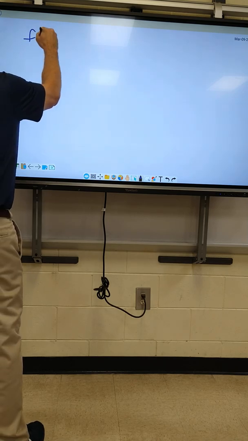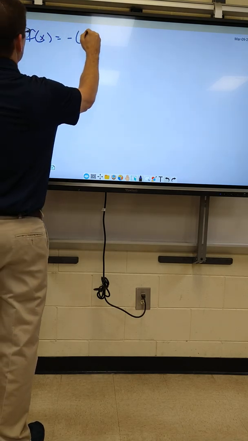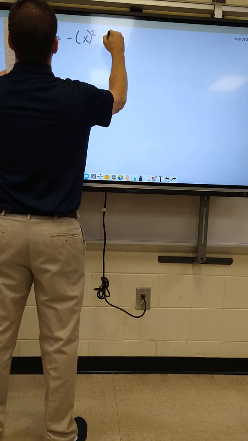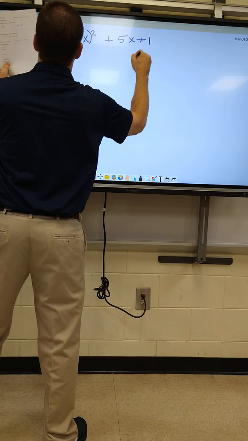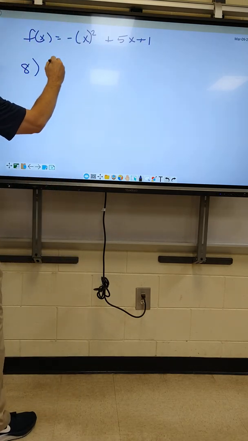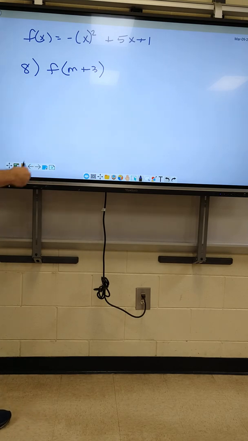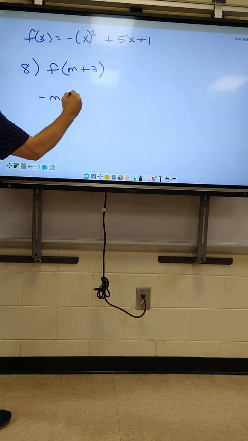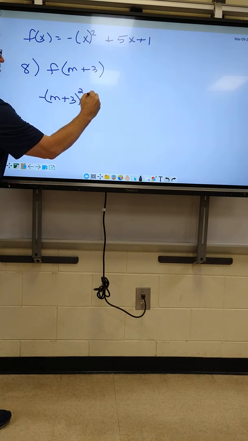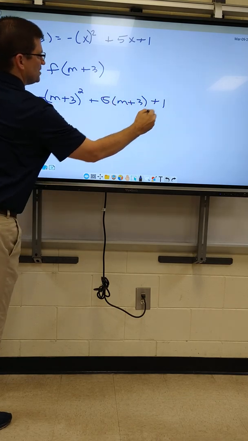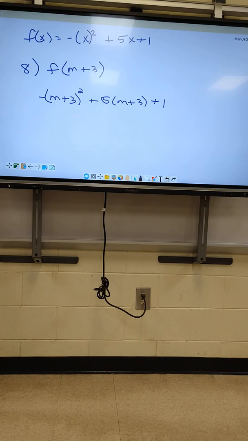All right, so you got f of x equals negative x squared plus 5x plus 1. All right, number 8, what y'all should have done yesterday, they want you to plug in m plus 3. We got to plug it in for the first x and the second x. All right, does anybody need to write that down? Yes. All right.